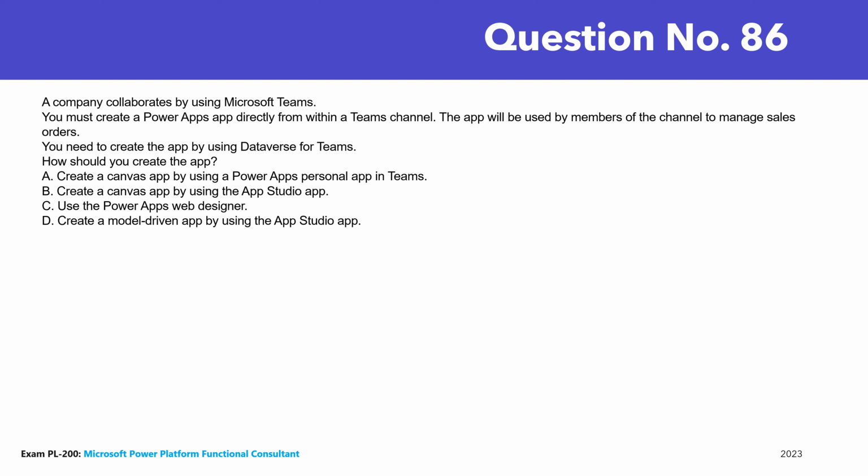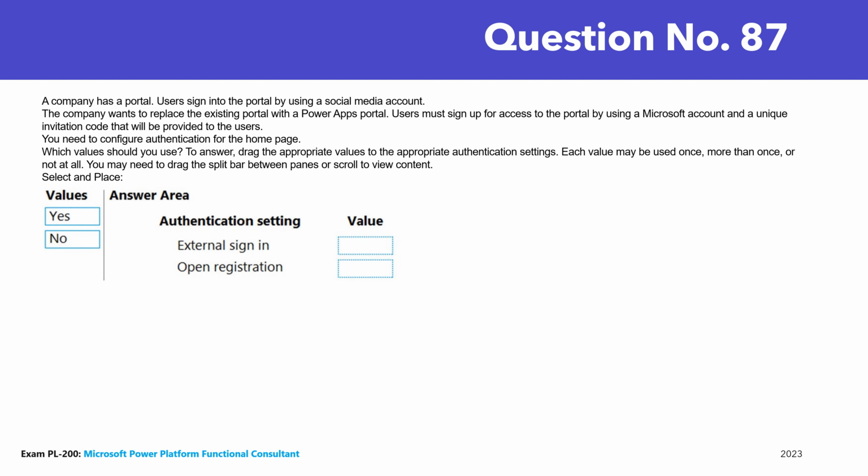A. Create a Canvas app by using a Power Apps personal app in Teams. B. Create a Canvas app by using the App Studio app. C. Use the Power Apps web designer. D. Create a model-driven app by using the App Studio app. Correct answer: B.